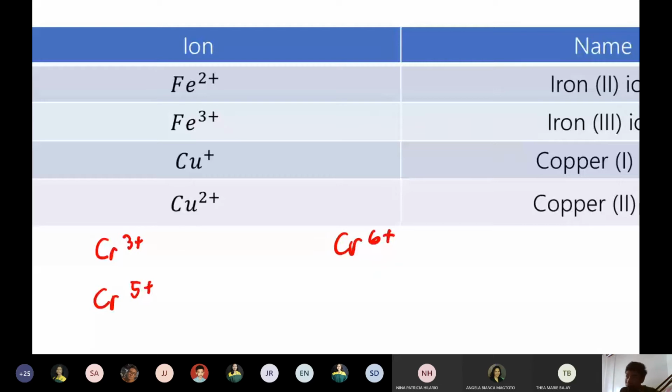Okay, so kung papangalanan natin tong chromium lahat, hindi siya maganda. Kasi ang property ng chromium 6 plus ay nakaka-cancer. Ito nakaka-cancer yan. Ito hindi. Yung 3 plus hindi masyado nakaka-cancer. So, dapat magkakaiba yung name nila, depending on their chemical reactivity.